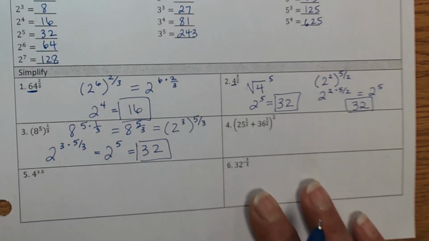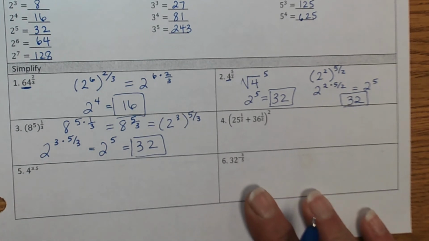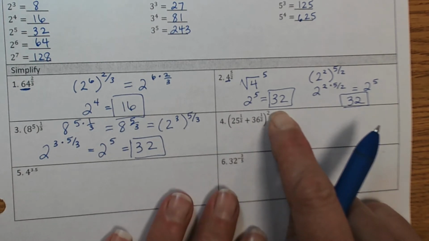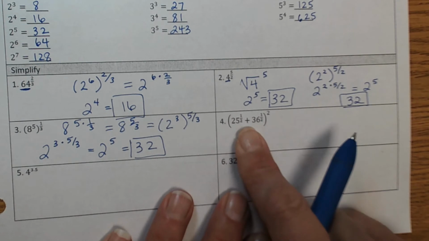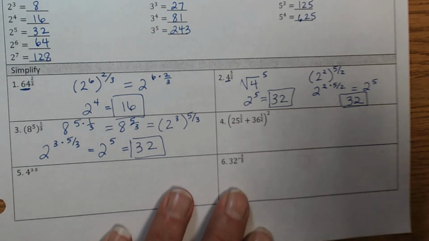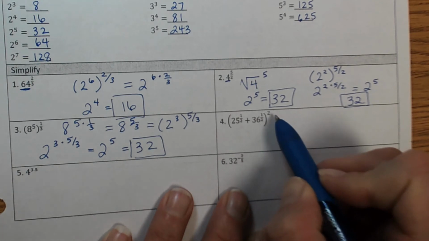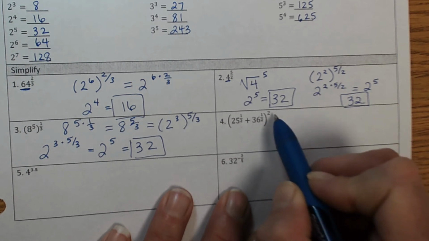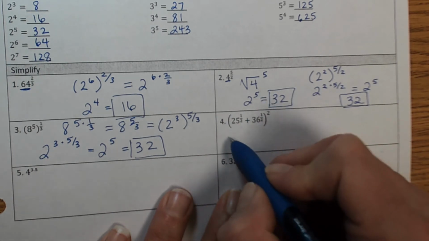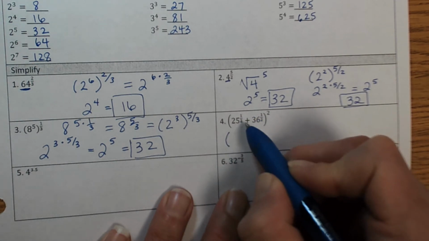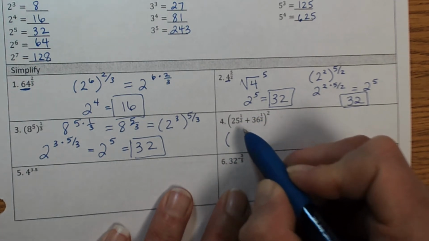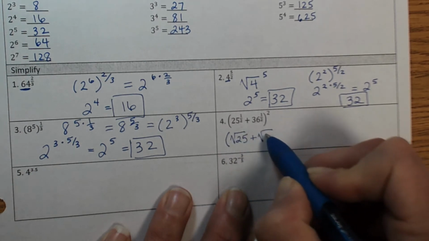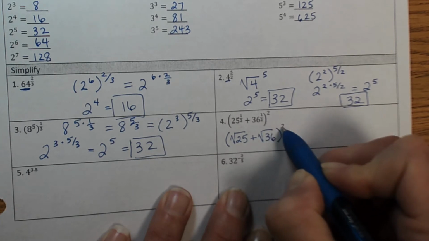Okay, now for number 4, we have two fractional exponents that are added together, and then it's raised to a square. Now, because there's addition here, we cannot distribute that power in. We can only distribute that exponent when it's all multiplication or division in there. So since we can't distribute, we're going to have to simplify each one inside. When we have something raised to the 1/2, remember the 1/2 is another way to say the square root, so the square root of 25 plus the square root of 36, and then all of that is squared.